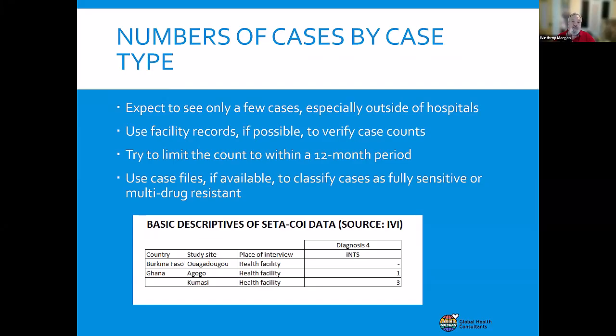I'm just going to send this question back to you all. In Nigeria or in DRC or in Burkina Faso, are you aware of there being INTS cases that have been defined, or I guess really in Nigeria, it would be typhoid cases that have been diagnosed through the SETA program?